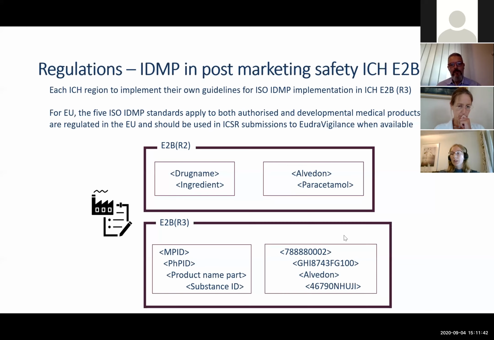There's also a product name part, such as trade name, that should be reported if the MPID is not identifiable. And there's also a substance ID that should be used when no PhPID exists. And in the worst case scenario, if you don't have an MPID, a PhPID or a substance ID, you could submit the substance as free text if you know anything about the substance.